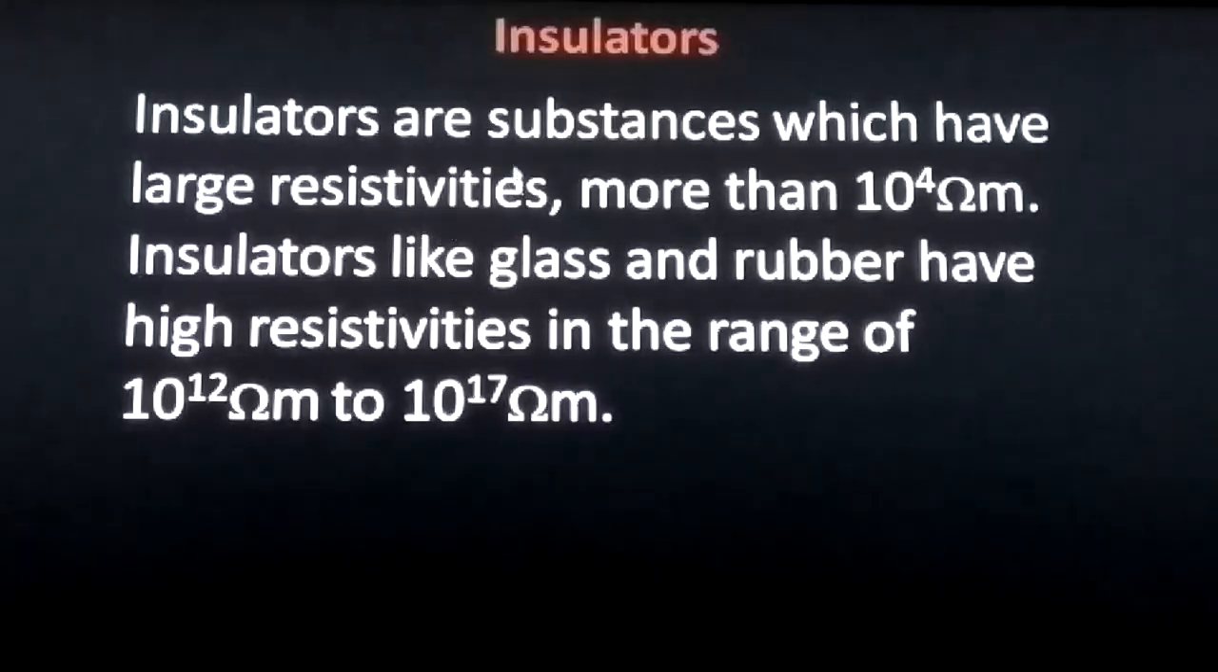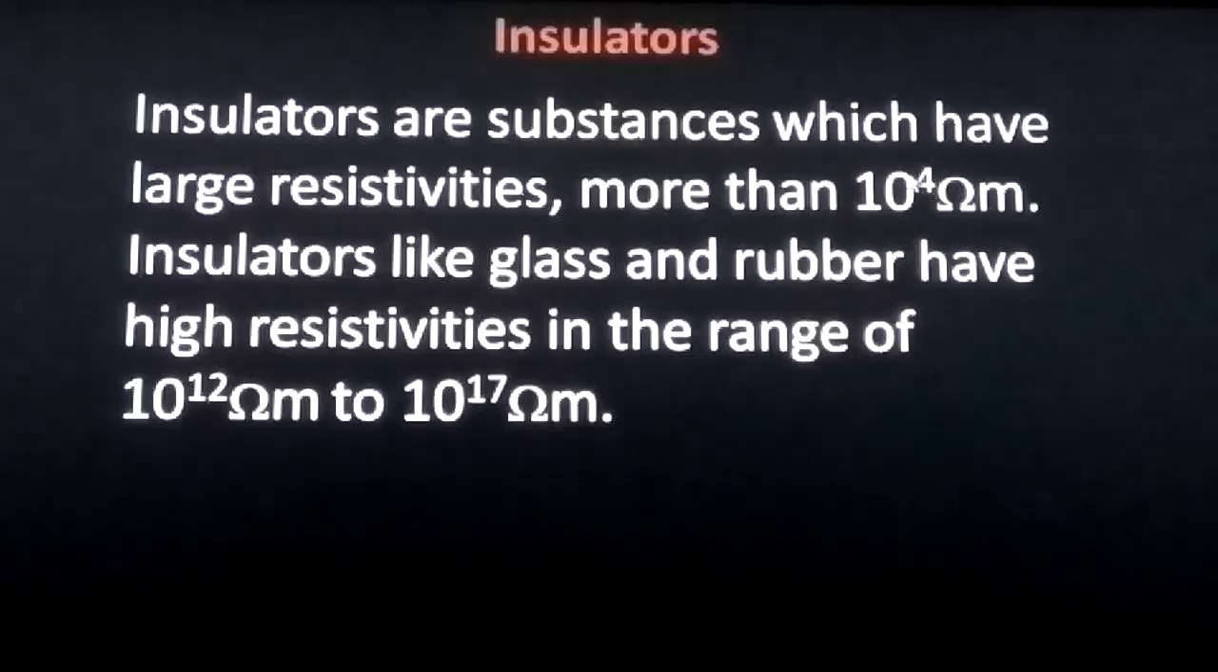On the basis of resistivity, insulators are substances which have large resistivity. They have a high resistivity compared to the conductors. Now we shall see the range of resistivity of the insulators. It is greater than 10 to the power of 4 ohm meter.